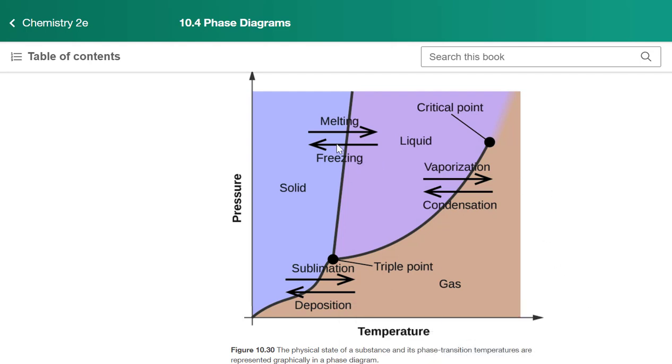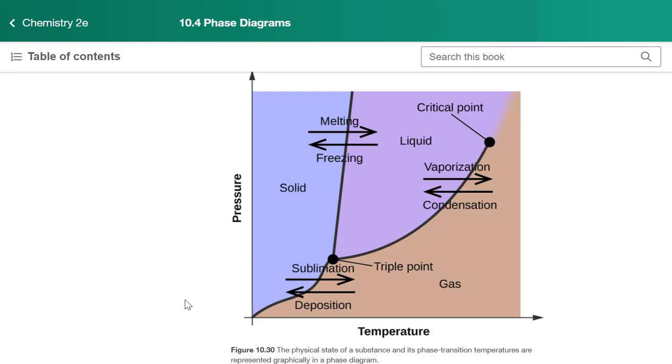For example, here we're showing solid to liquid. When we go from solid to liquid, that's melting. When we go from liquid to solid, that's freezing. Over here we have liquid to gas, which is vaporization, and going from gas to liquid is condensation. And then down here we have sublimation, going from solid to gas, and deposition, going from gas to solid.